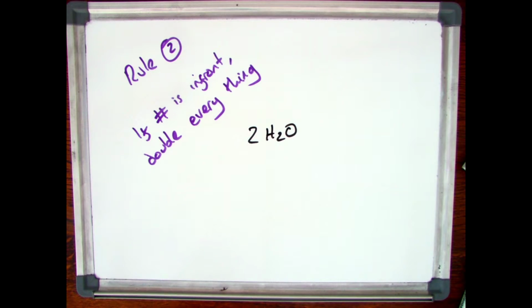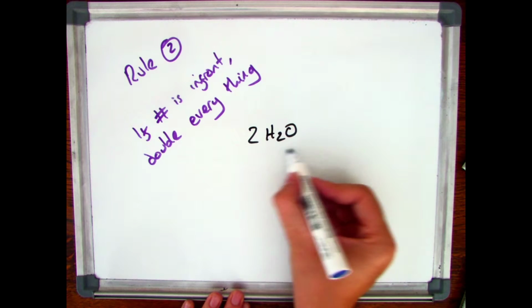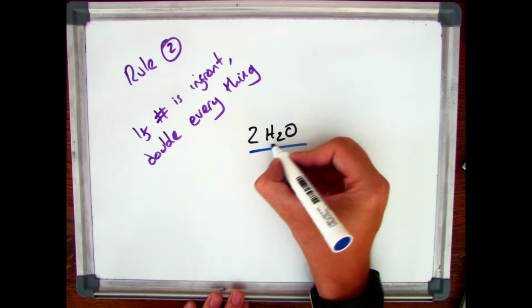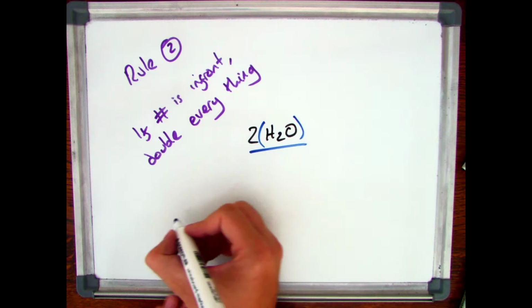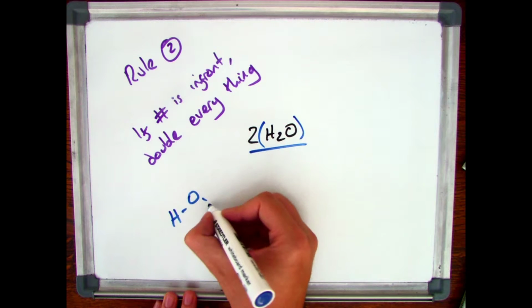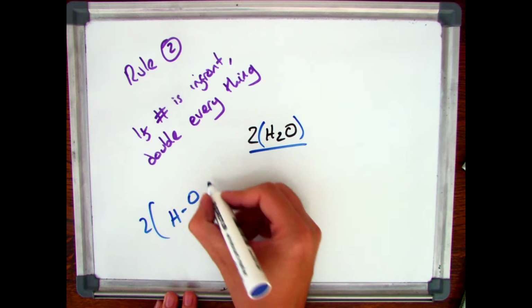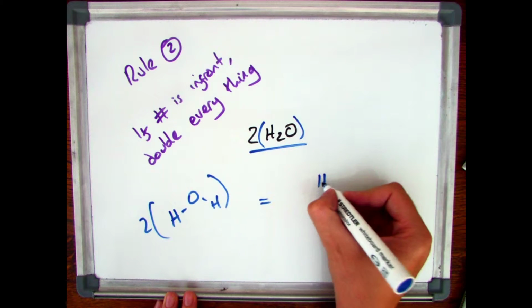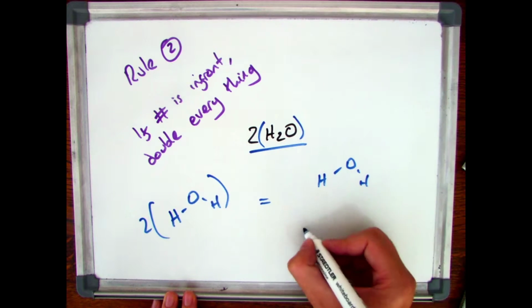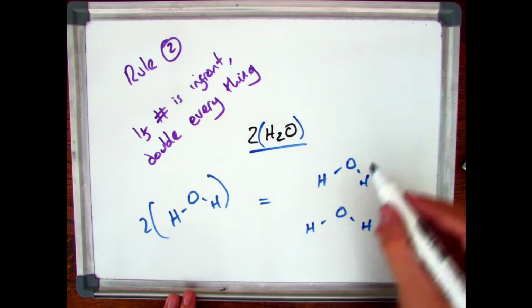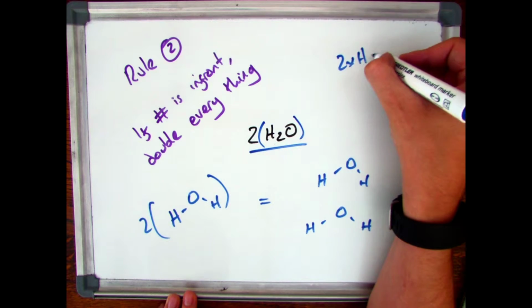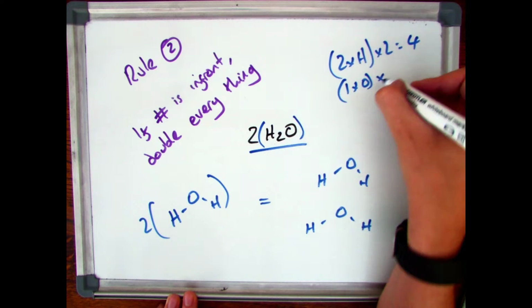The second rule is that if I put a number in front, I double everything. So if we look at the example here of water, which is H2O, if I were to draw out a H2O molecule, it would look like this. It's two hydrogen atoms attached to one oxygen. So if I'm doubling it, what I'm effectively saying is I've got two lots of that water molecule. So I have 2 times 2, which is 4 hydrogens, and 2 times 1, which is 2 oxygens.